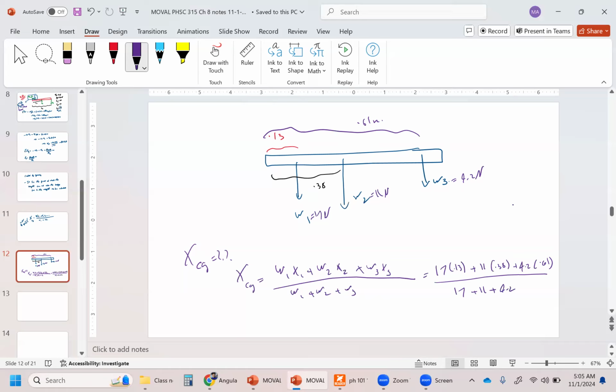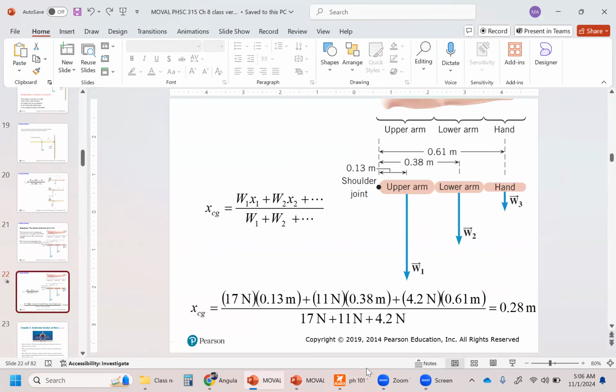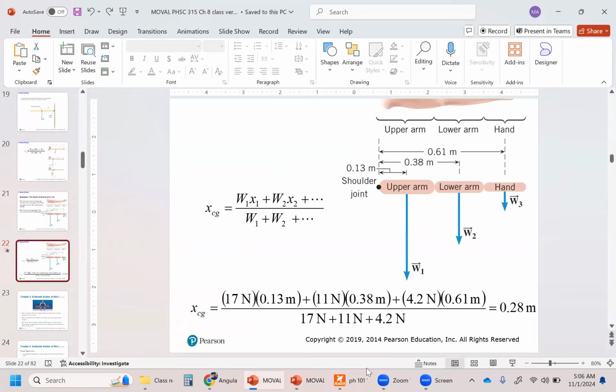And if you get that, according to my numbers, you should get 0.28. Now, what is the unit? We're talking about X. It's a distance, so it's going to have to be in meters. So it'll be 0.28 meters. And that should conclude chapter 8, which talks about your torque and your center of gravity.